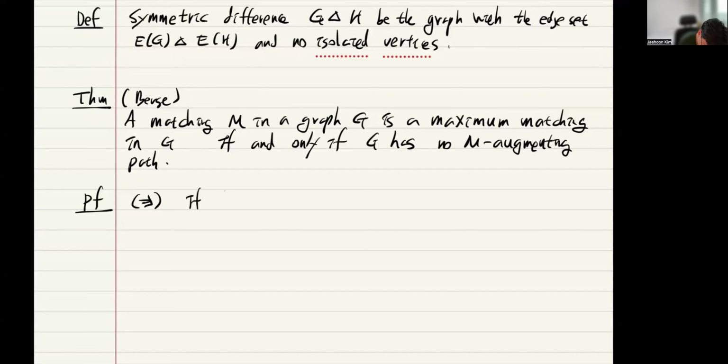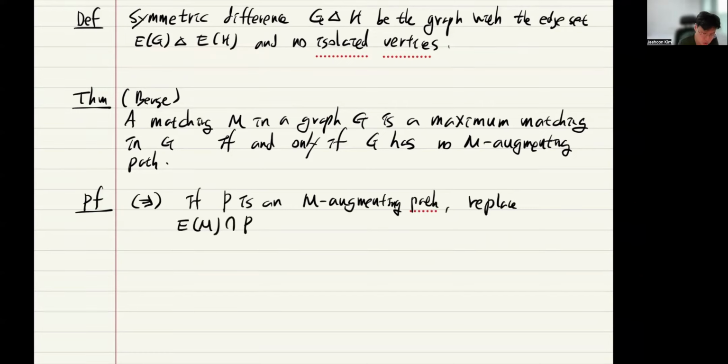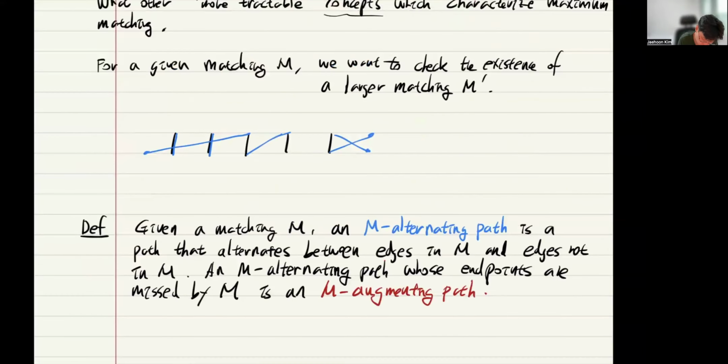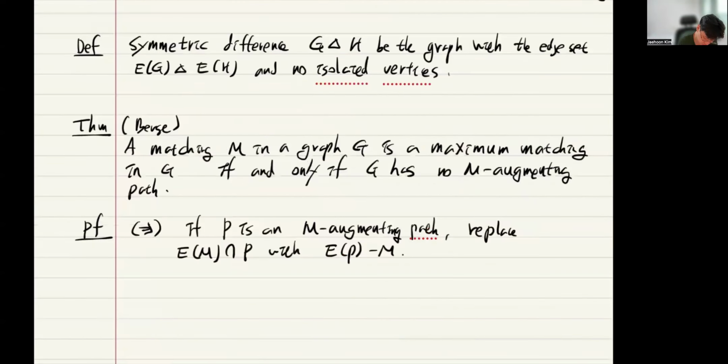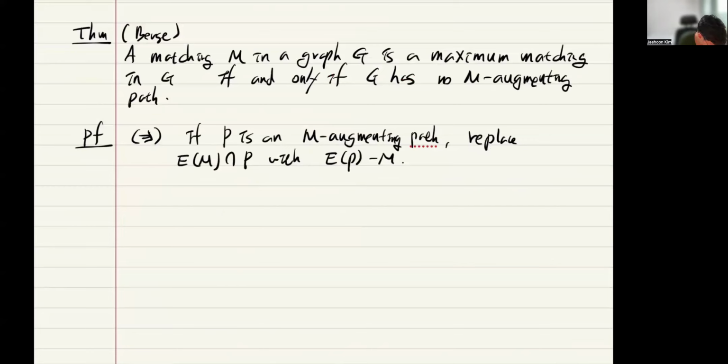If P is an M-augmenting path, then what we do is we replace the edges in M which also belong to P with the edges in P which do not belong to M. Meaning that this was originally M, and you have this M-augmenting path. Then you delete this and you add these two. Then you have a matching with one more edge, which is larger than the before matching M. So this direction is easy.